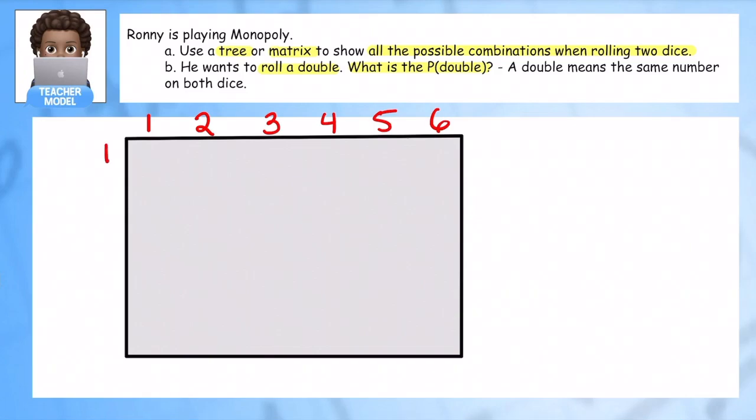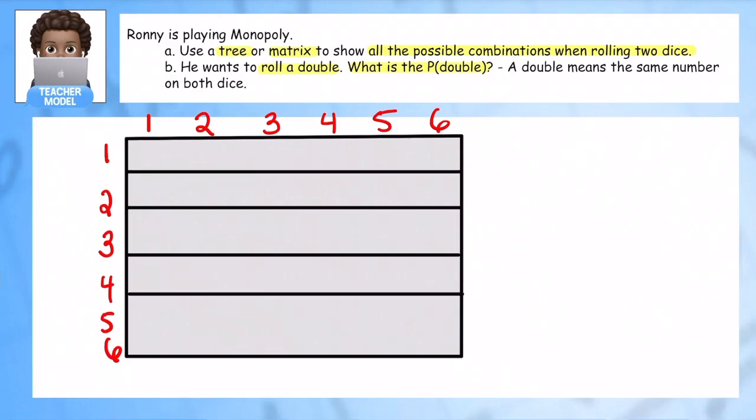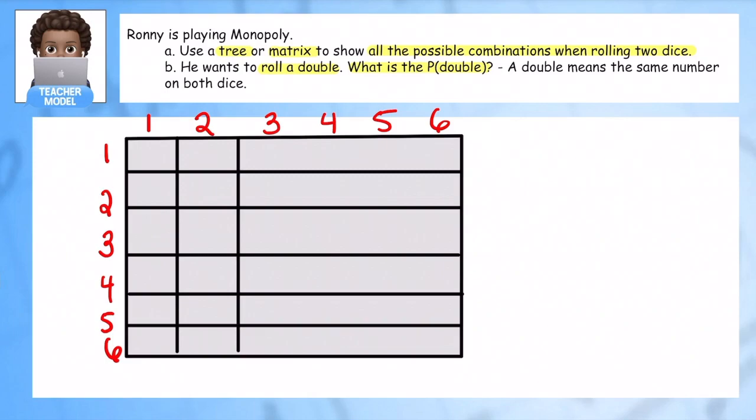And the same thing can happen with my second dice. And I'll do the same thing going in this direction. And using line paper works really, really well for this. I already have the squares. So let's start filling this in.